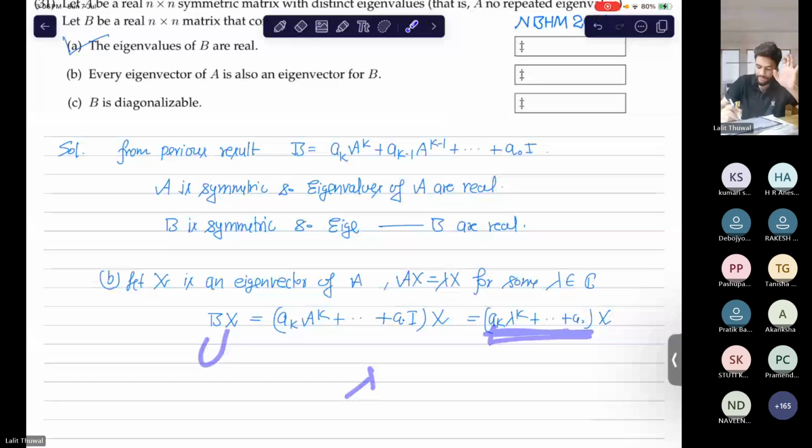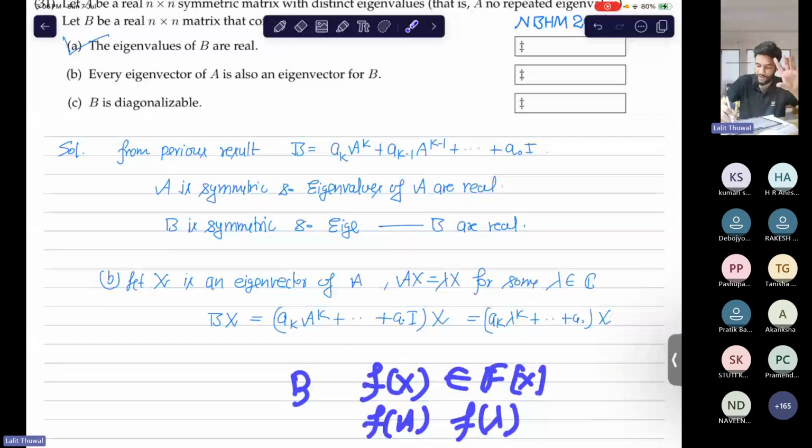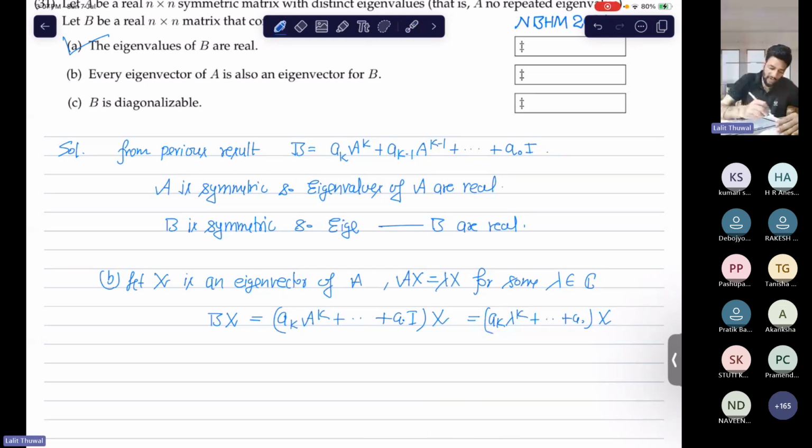Let me tell you a result, I think I have mentioned it already: if f(x) is a polynomial, then the eigenvalues of f(A) are f(lambda), and there are no other eigenvalues. What I have proved here shows that f(lambda) is an eigenvalue, but are there others? The answer is no. So the second one is also true.